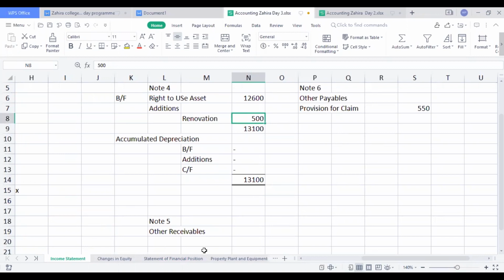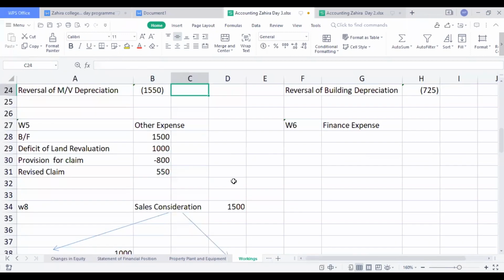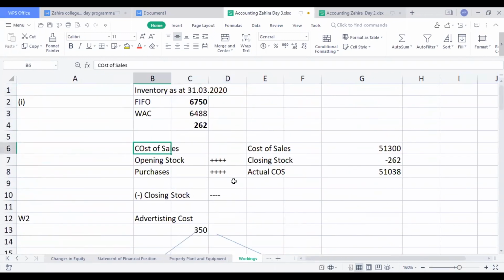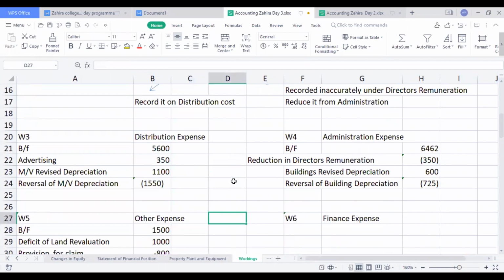So then I'm going to move on to the workings. In workings, I'm going to move on to my administrative expenses. I'll remove here 500 because this cannot be, this is a renovation charge and you can't keep renovation charge under administrative expenses.